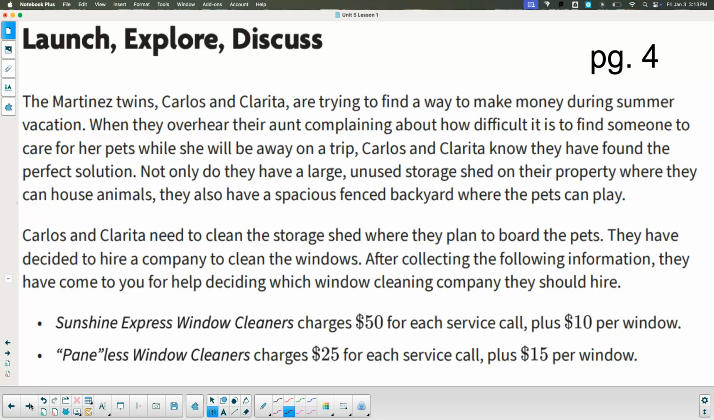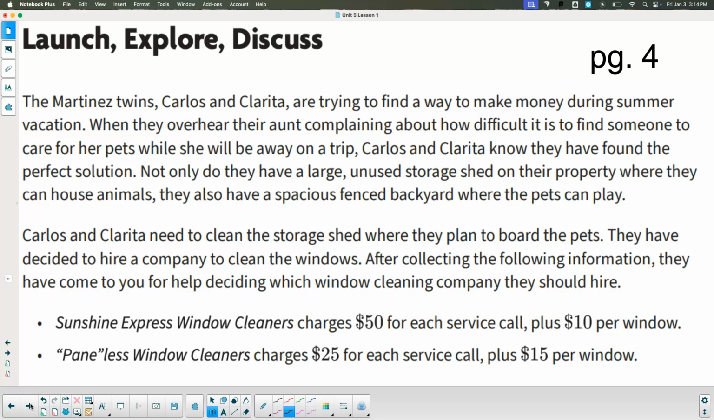Okay. So the Martinez twins, Carlos and Clarita, I think we've met Carlos and Clarita a couple of times throughout the course of the year, are trying to find a way to make money during summer vacation. When they overhear their aunt complaining about how difficult it is to find someone to care for her pets while she will be away from her trip, they know that they have found the perfect solution. Not only do they have a large unused storage shed on their property where they can house animals, they also have a spacious fenced backyard where the pets can play.